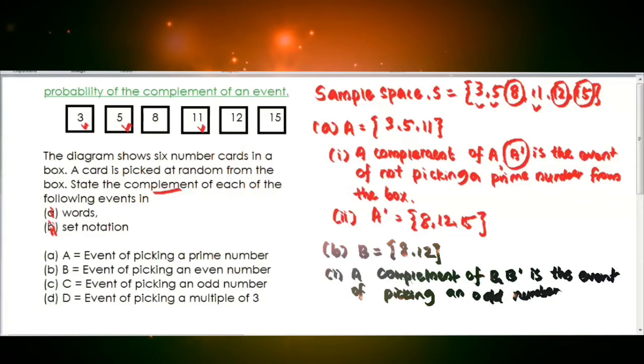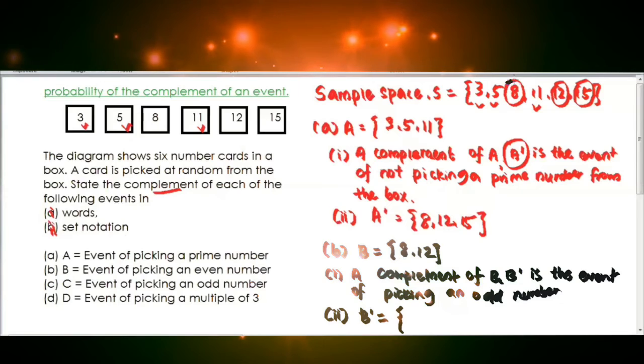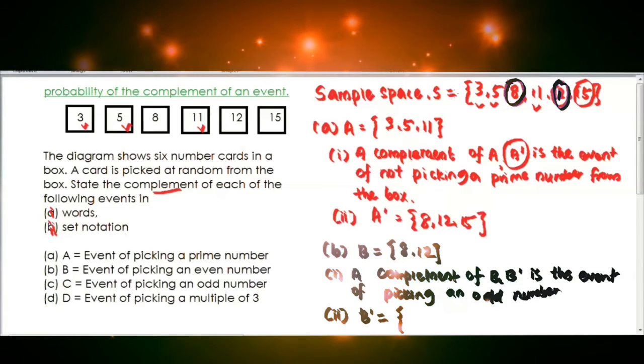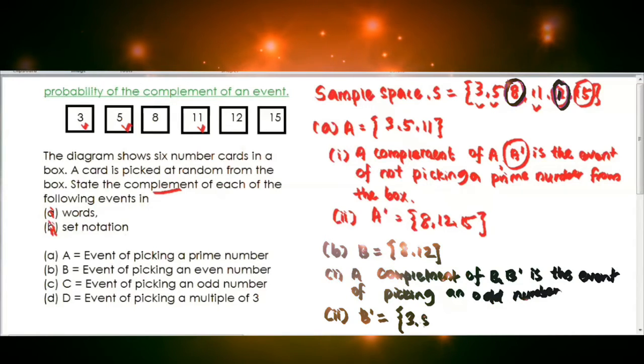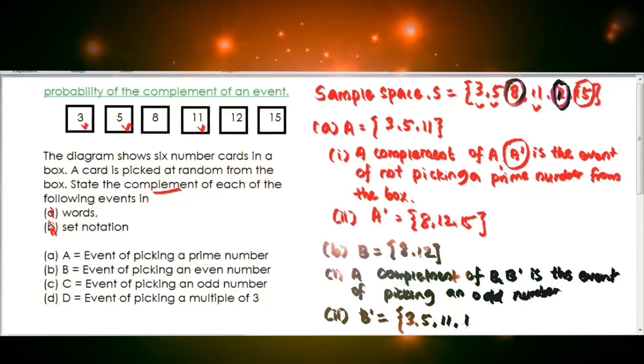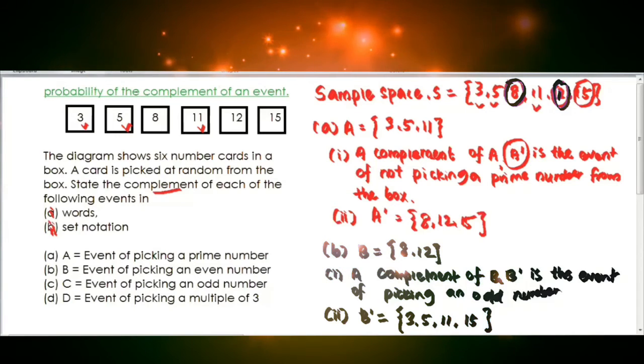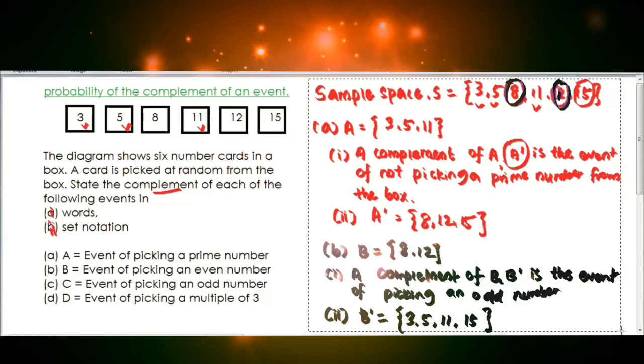We need to write the answer in set notation. It's very easy. The complement of the even number event: which one is not an even number? We know the even numbers are 8 and 12, so the complement is the odd numbers, so we write 3, 5, 11, and 15. Next, we try two more questions over here.